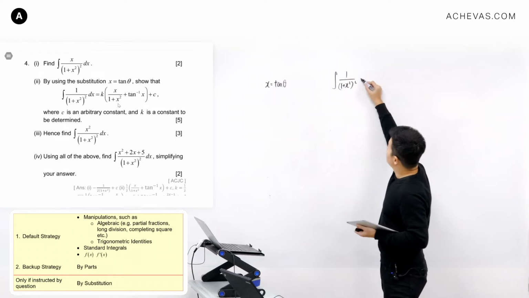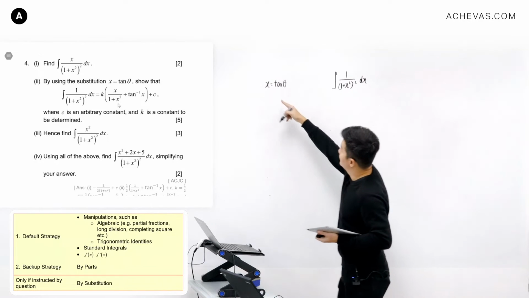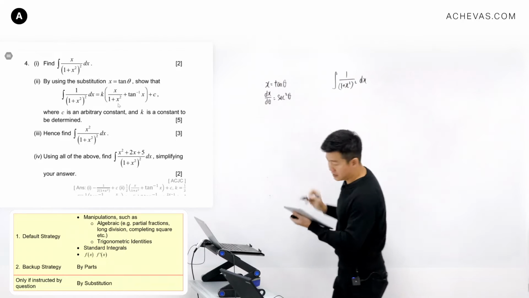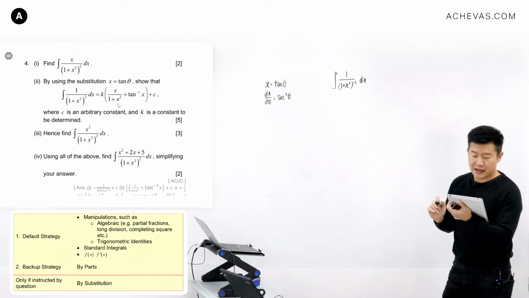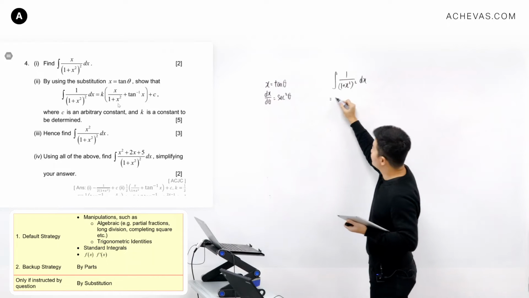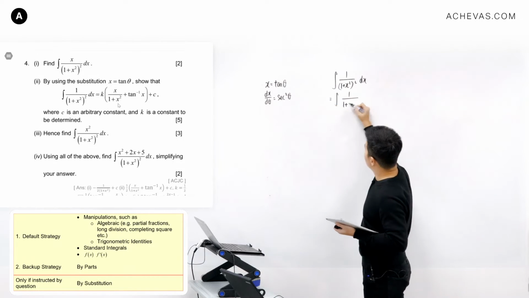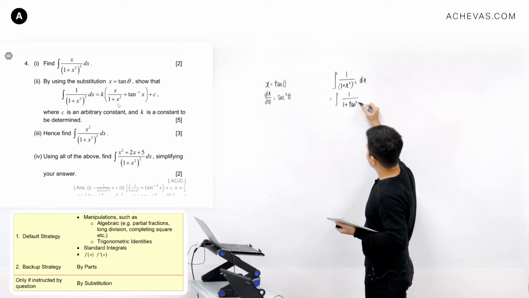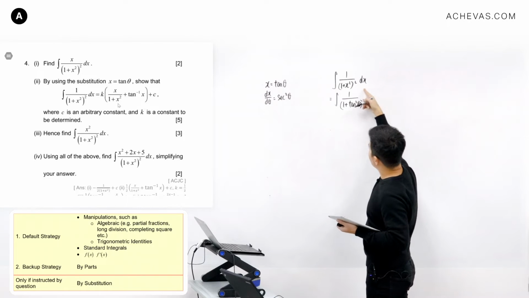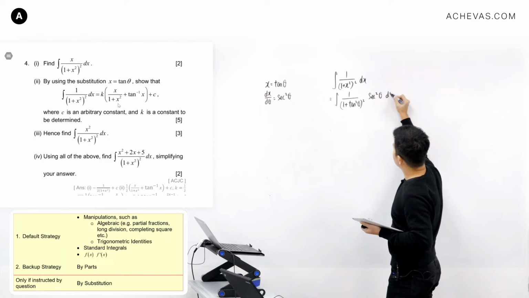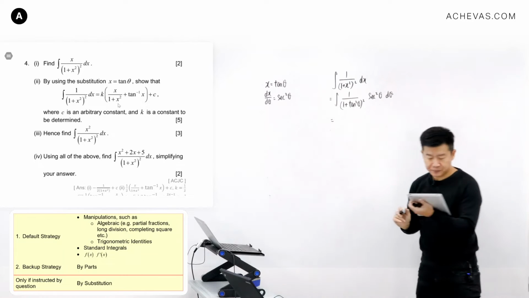So we are going to be replacing all the x. I'm going to find first dx d theta. dx d theta is secant squared theta. This is an indefinite integral, so I'm ready to do all the substitution. We have a 1 over 1 plus x squared, tangent squared. dx is going to be replaced by secant squared theta d theta.